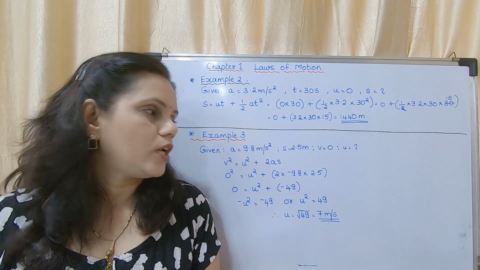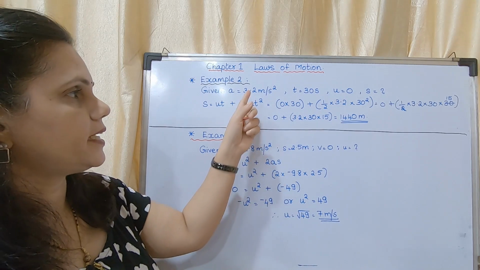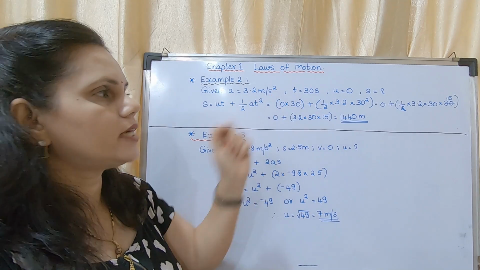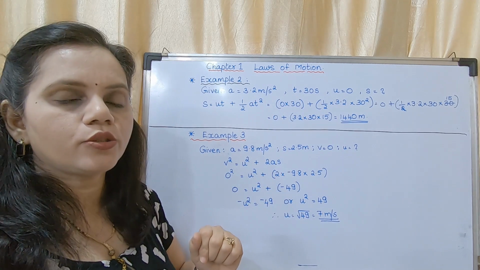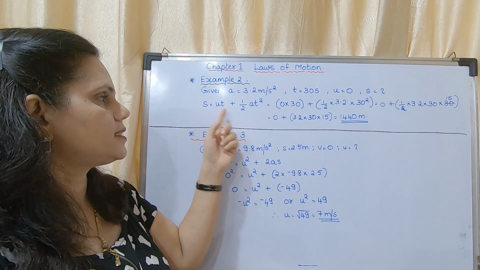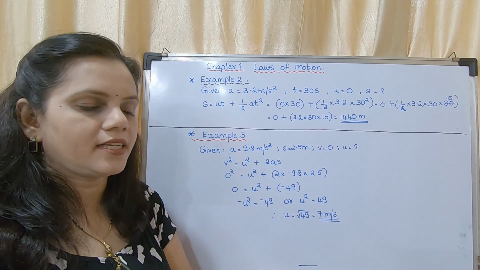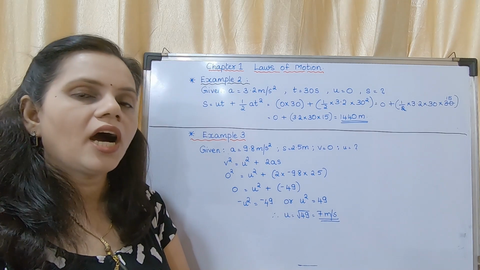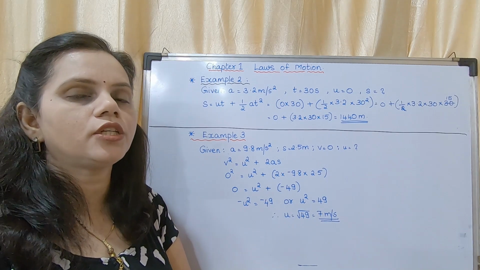Given A is equal to 3.2 meter per second square, T is equal to 30 second, U is equal to 0, you have to find the distance travelled by the equation S is equal to UT plus half AT square. Now, how will you decide which equation to use?